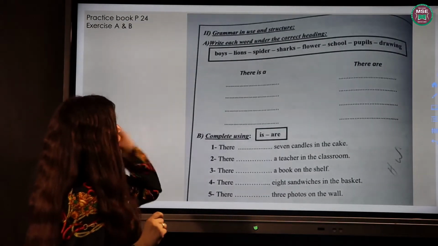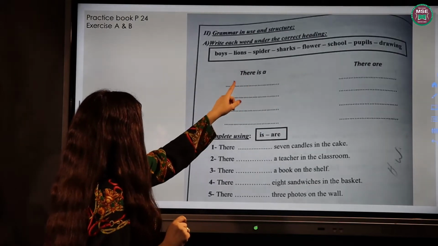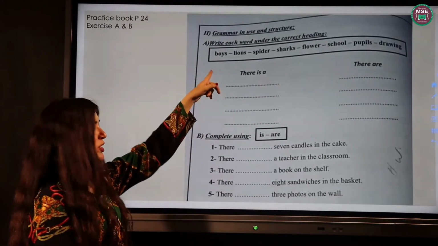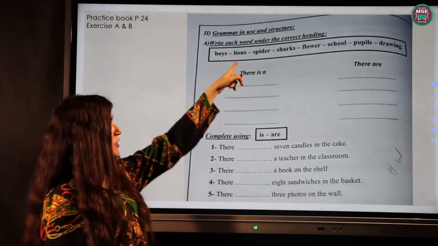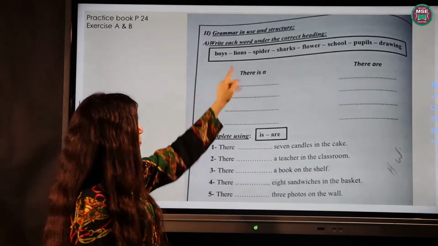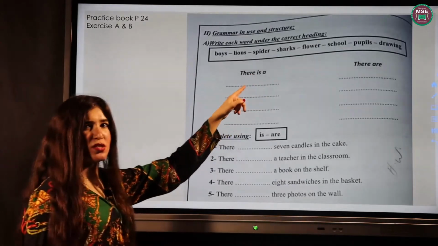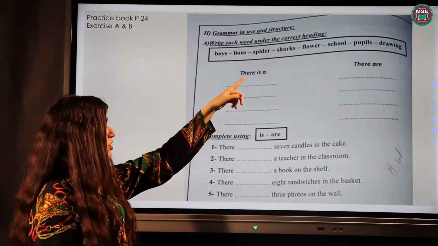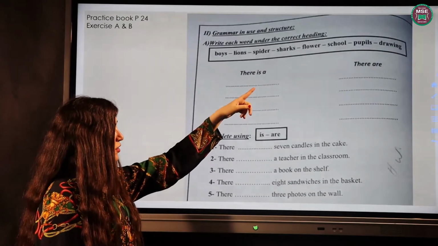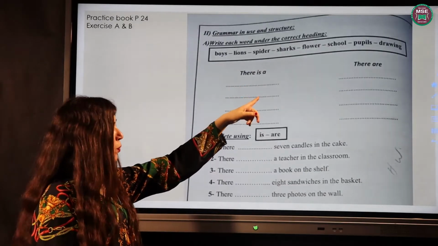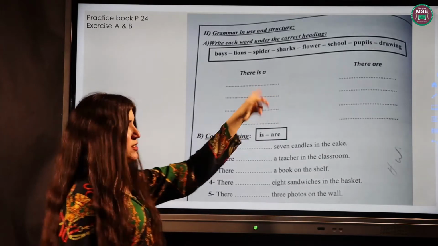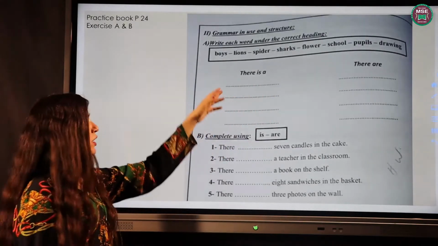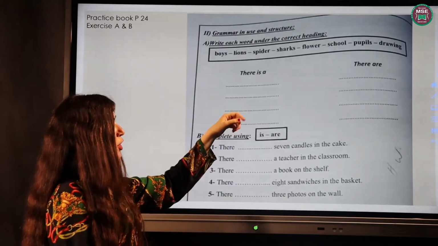So let's choose. There is a. There is a boys? No. There is lions? No. There is a spider? Excellent. So there is a spider. There is a sharks? No. There is a flower? Yes. There is a school? Yes. There is pupils? No. There is a drawing? Yes. What about there are? There are boys, there are lions, there are sharks, there are pupils.